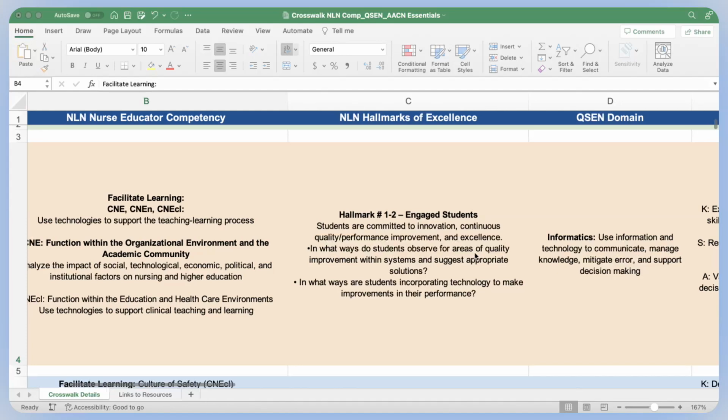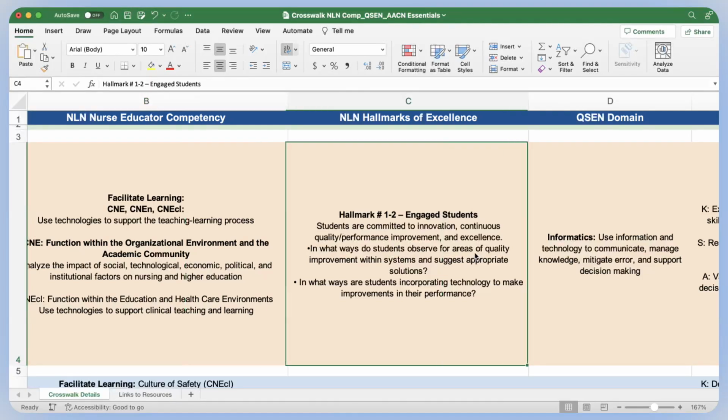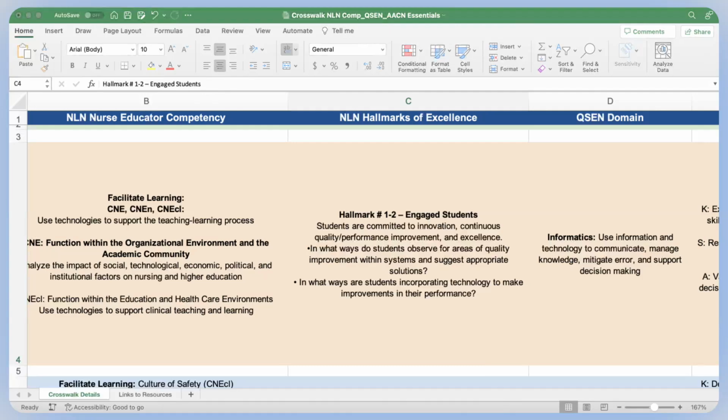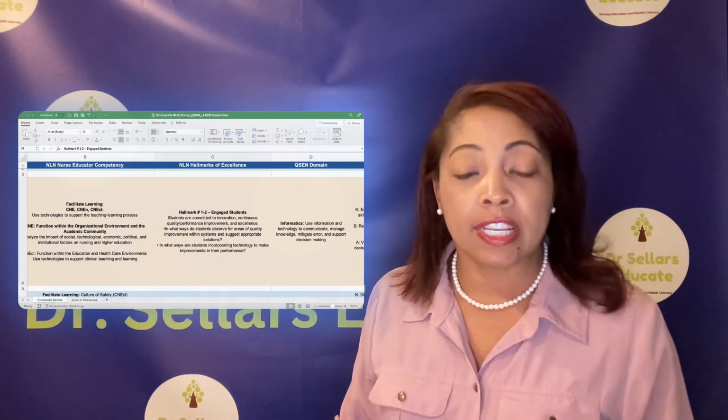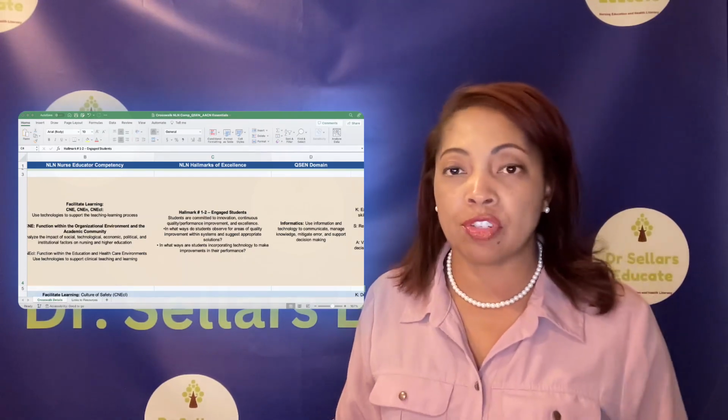So this specific competency, CUSIN Standard of Informatics, aligns with hallmark number 1-2, engaging our students. We want to instill and really encourage our students to be committed to innovation, continuous quality improvement, and excellence. So here's two questions that you want to consider. First, in what ways do the students observe for areas of quality improvement within systems and suggest appropriate solutions? So how often are we engaging with our students in a way that they are able to apply these expectations centered around innovation and technology?